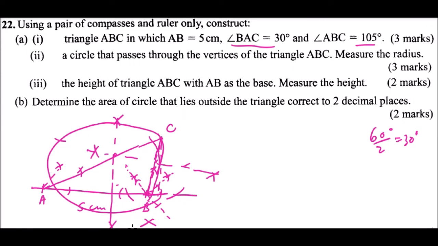Part B: determine the area of the circle that lies outside the triangle, correct to two decimal places. Since you have the three sides of the triangle or the angle, calculate the area of the triangle. You have the radius of the circle, so calculate the area of the circle, then subtract the area of the triangle from the area of the circle. You'll get the area of the circle that lies outside the triangle, correct to two decimal places. So that's how you do that question.